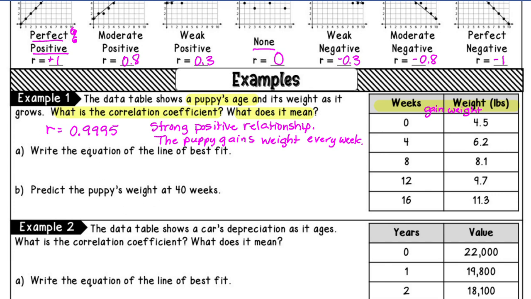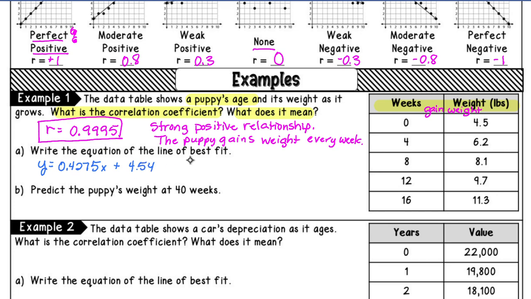Now, let me draw a box around this. So this was my correlation coefficient. And so, write the equation of the line of best fit. We got it straight from our calculator. I just wrote it on my piece of paper ahead of time so that I could make sure, because otherwise I would never remember this.